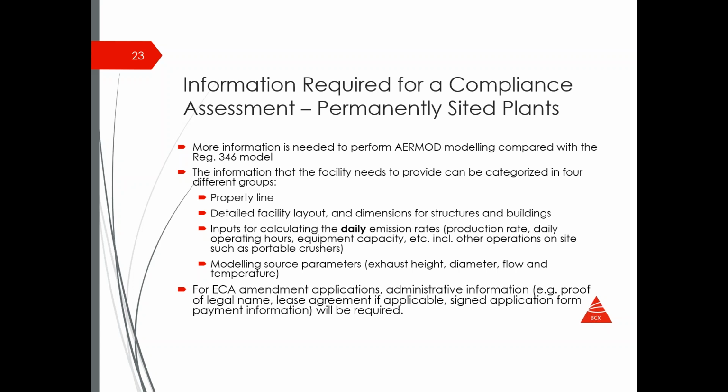if you have one. And the last category is the modeling source parameters, things like the exhaust height, diameter, flow, and temperature for such as your loading point dust collector, your boilers, things like that. If you're going for an ECA application, of course, you will be required to provide your administrative information, such as proof of legal name, lease agreement, if you're leasing from someone, signed application form, your payment information, that sort of thing.